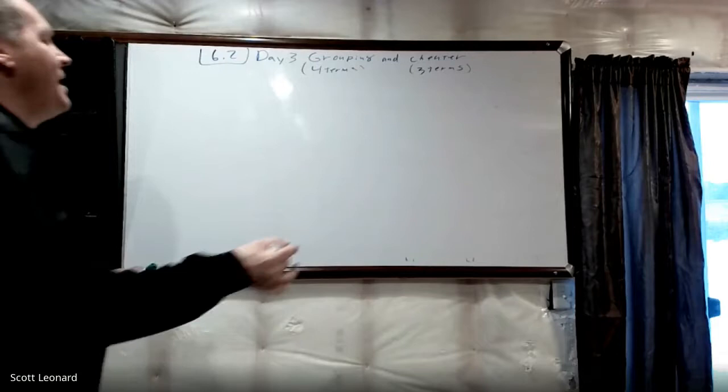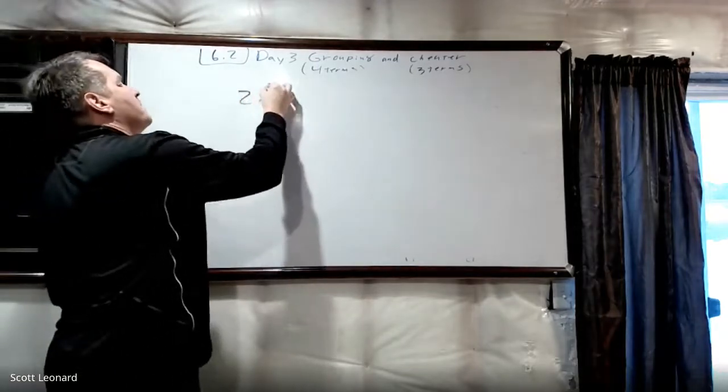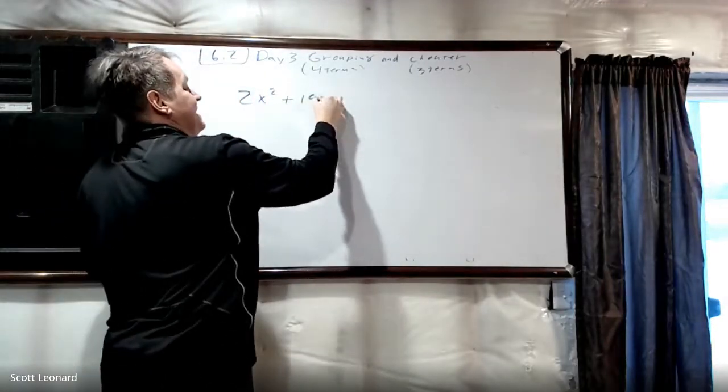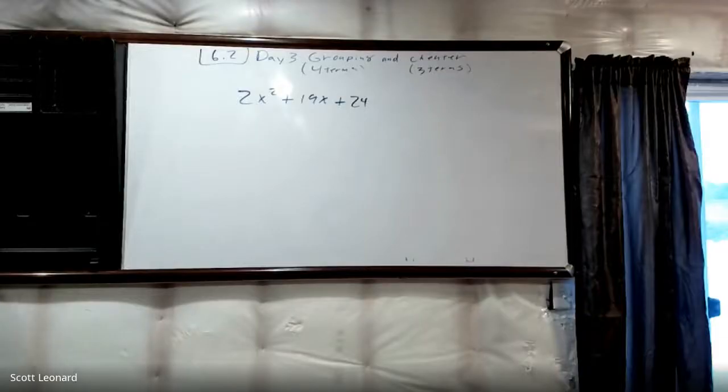First example, 2x squared plus 19x plus 24. Now, don't write down what I'm going to show you what to do here, okay? Don't write this down. I'm going to show you what I had to do old school way. No, I'll wait for the next one, okay? Now, this is called the cheater method.